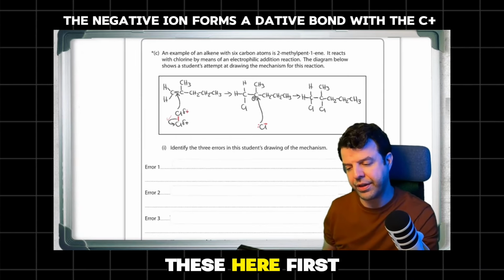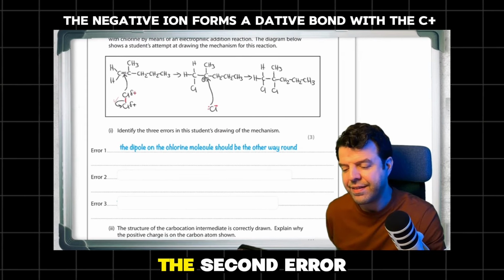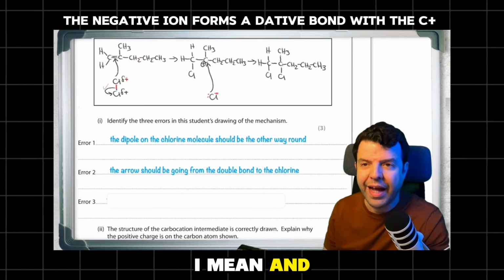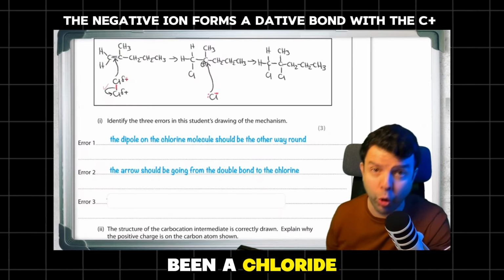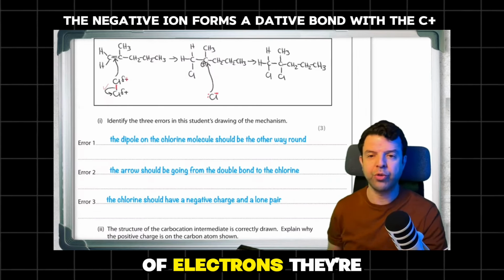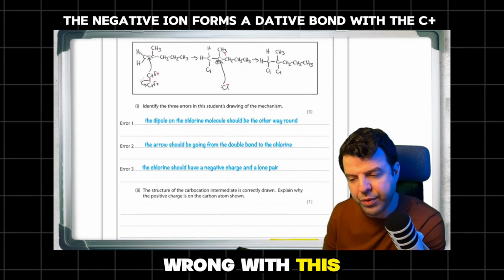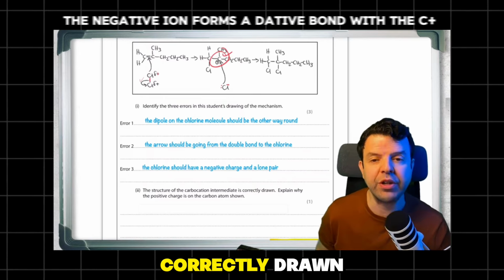So I'll write these here. First error is the dipole. It's been flipped. The second error is the arrow, I mean. And the third comes with the chlorine, which should have been a chloride with a pair of electrons. They're telling me here that there's nothing wrong with this one. This is fine. Structure of the carbon cation intermediate is correctly drawn.